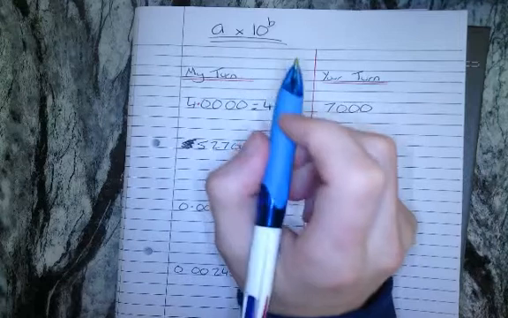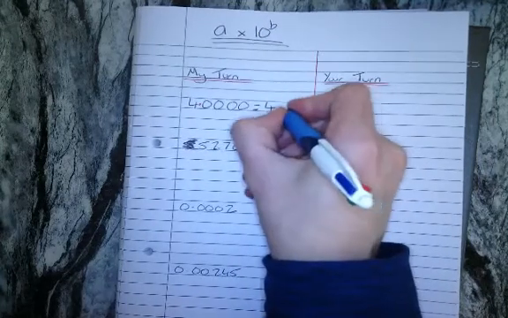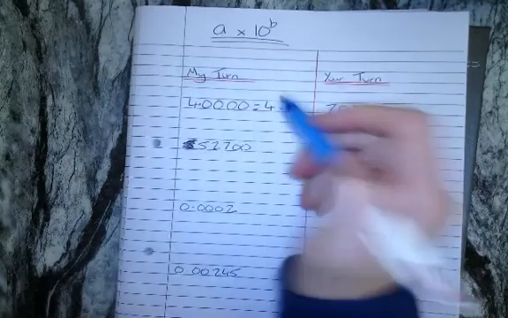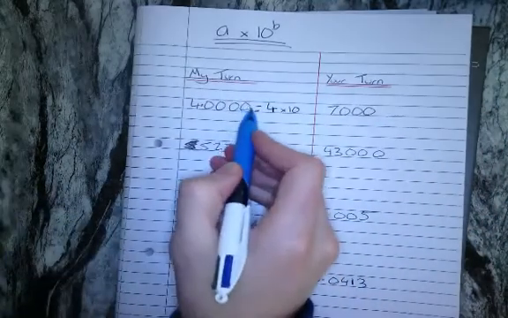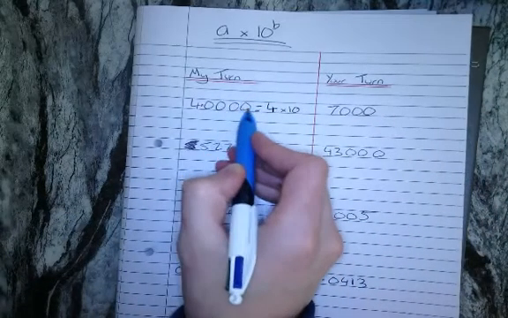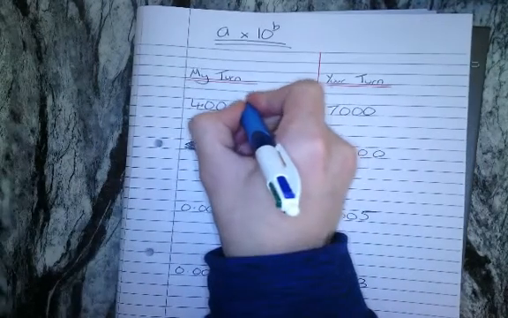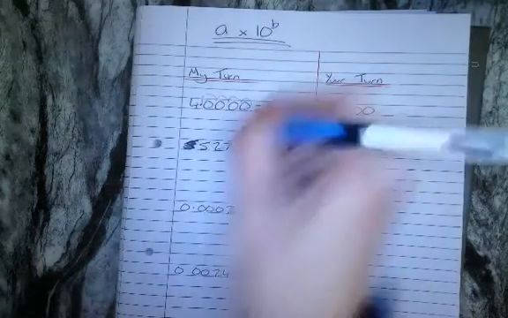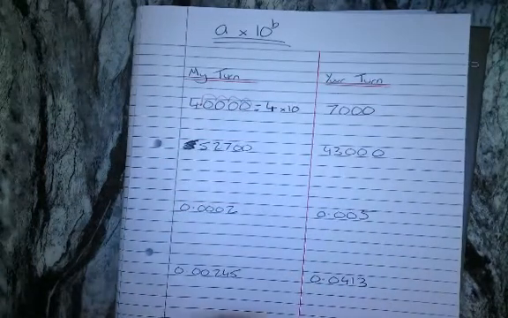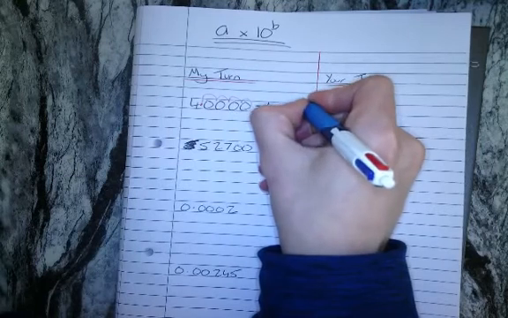Okay. And the next step then is to work out what the B is. So the times 10 will always stay the same. So it's 4 times 10 to the power of what? So how many places has the decimal point moved? If you think of 40,000, it would be there. So how many places has it moved? So it's moved 1, 2, 3, 4. Okay, so it's 4 times 10 to the power of 4 because it's moved 4 decimal places.